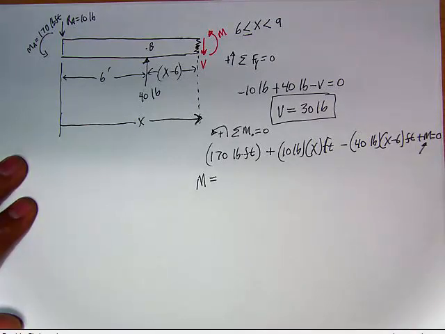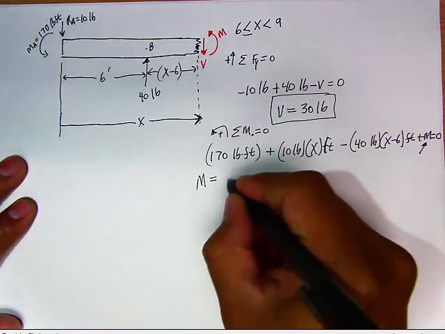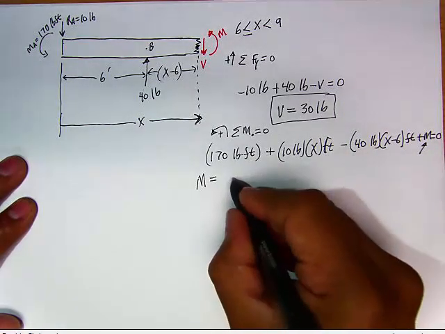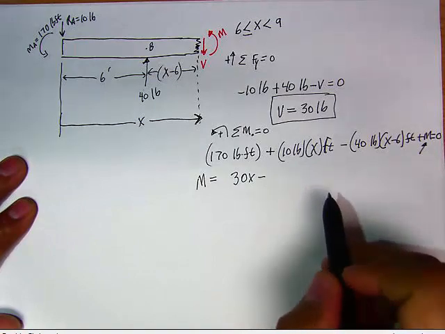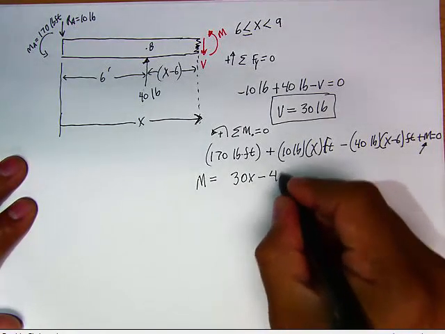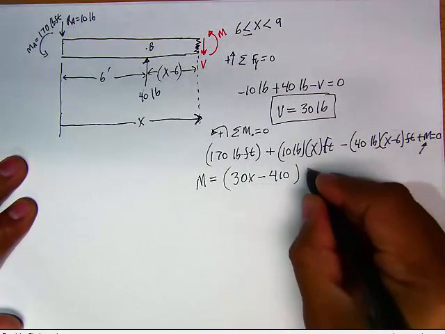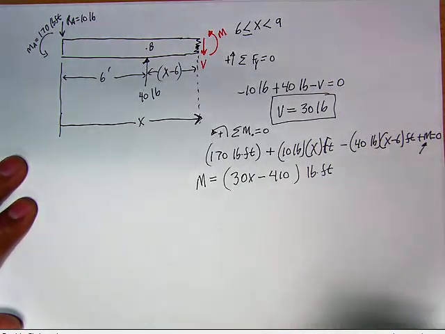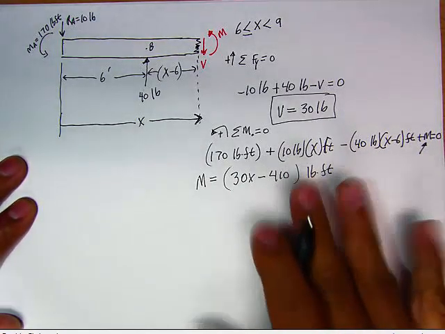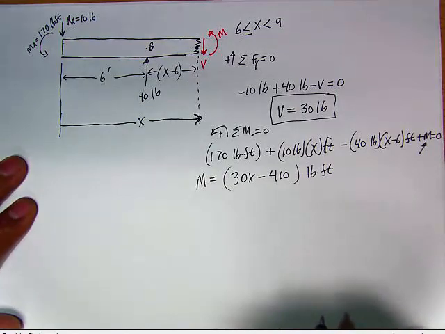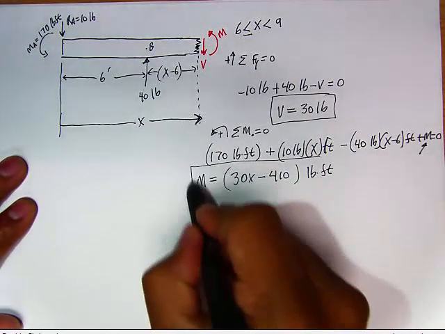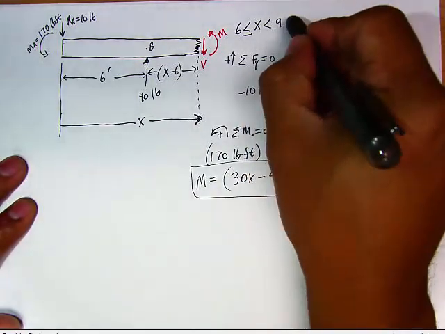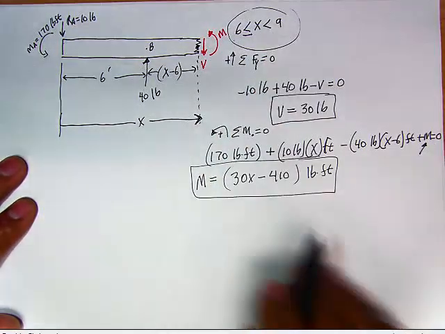Let's see, that's 10 negative 40, that will be 30x minus 410 pound-feet. You can do the math. You can actually pause the video and check out what the value is. And once again, this is your moment equation, but again, only valid from 6 to 9.